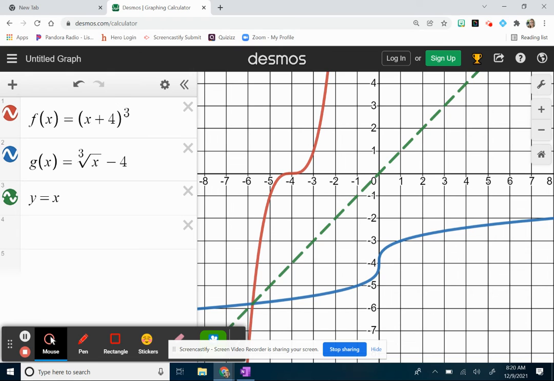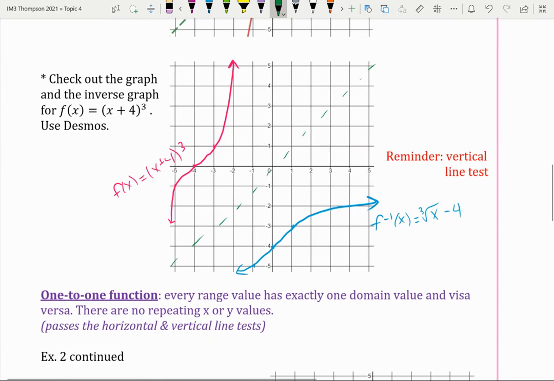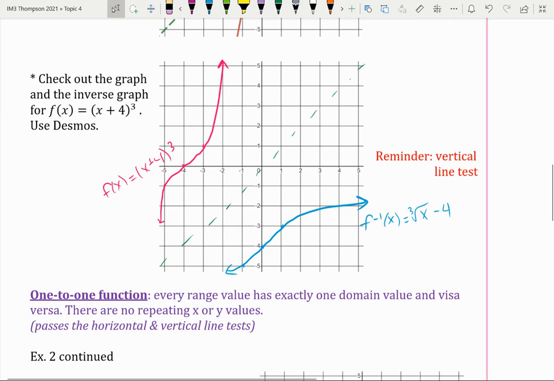This window is a bit more zoomed out than mine, so this is a clearer picture on Desmos than it is on my notebook. When I graphed it on my notebook, it looks like this. And that's just because my window is a little smaller. All right, so those are inverses. They would kind of land on top of each other if I were to fold it across that dashed line.